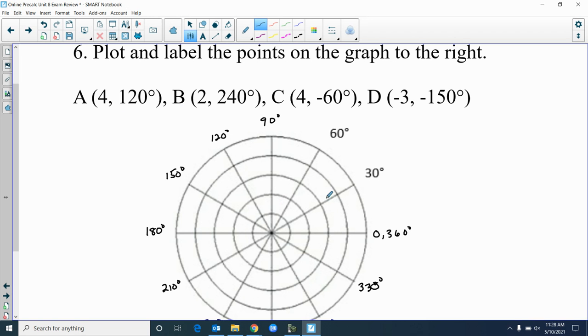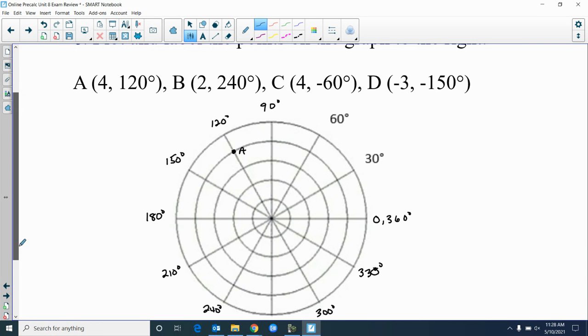With the point (4, 120 degrees), you go out a radius of 4. You go over to 120 degrees, and that would be the point A. 1, 2, 3. And make sure you put a dot there and you label it with a capital letter. Next, (2, 240). So you go over 240 degrees. 2 would be 2 radiuses out. So that would be point B.